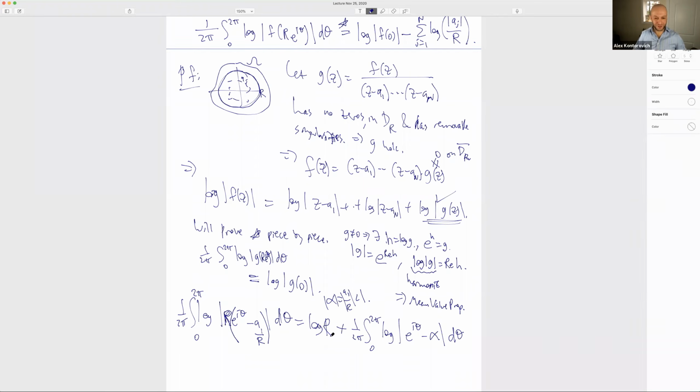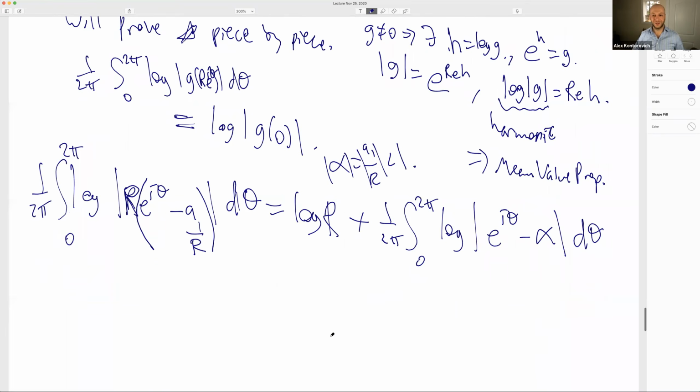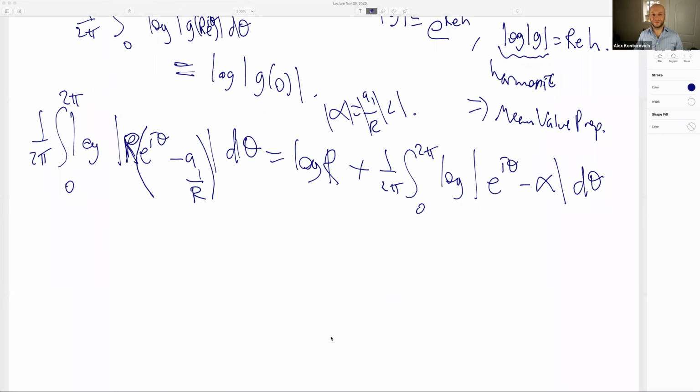Mike, is it hard to see if I zoom in? I think I zoomed out at some point. No, it is readable. Okay.